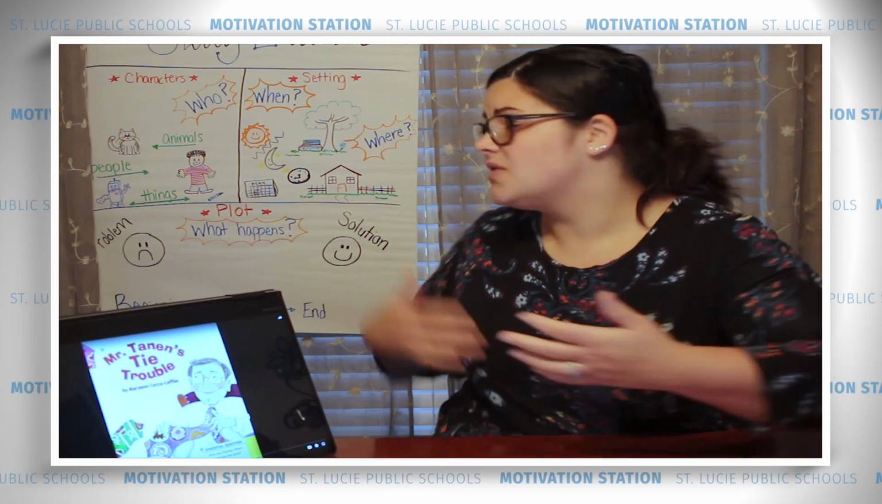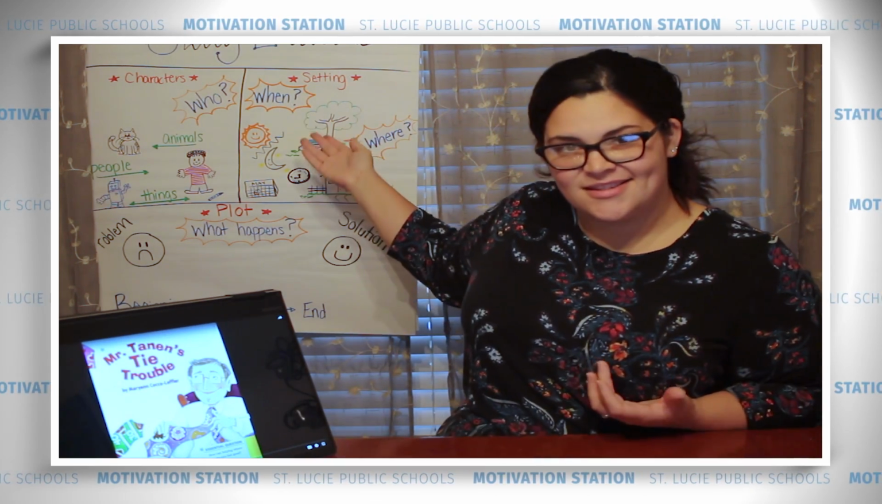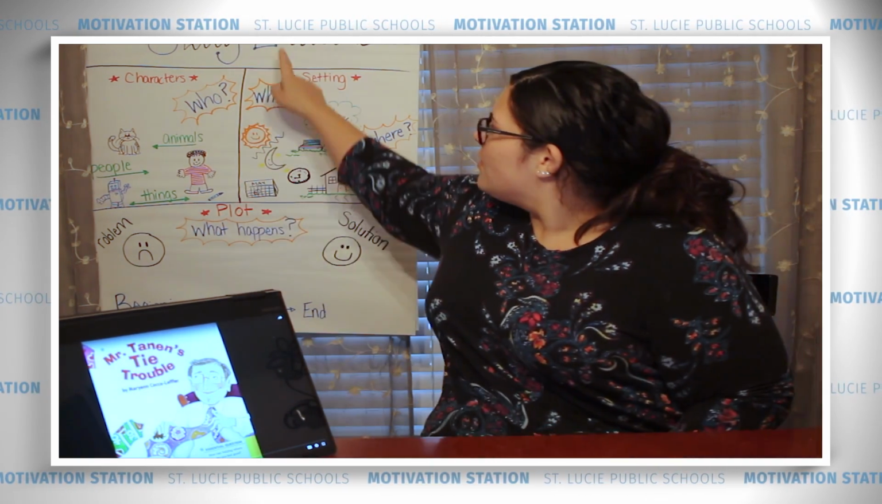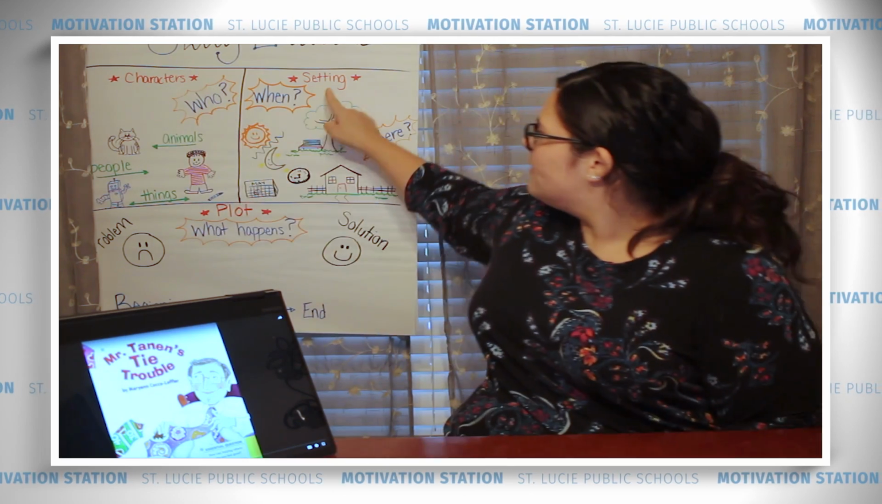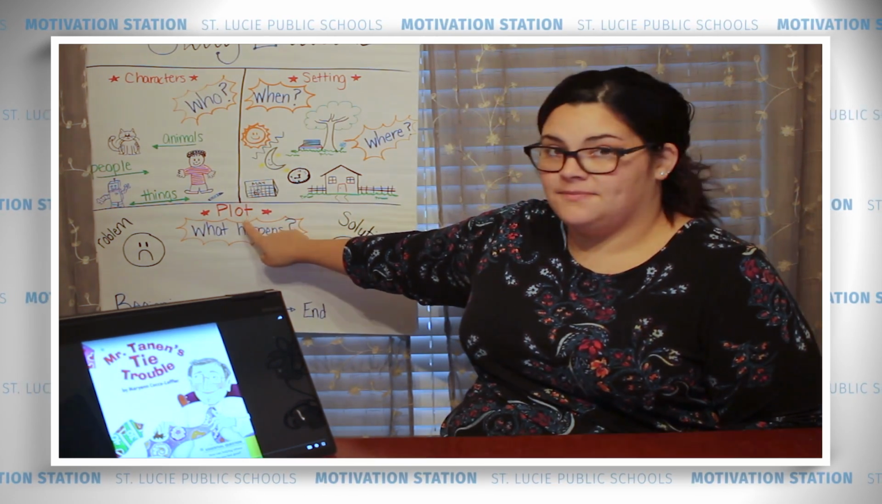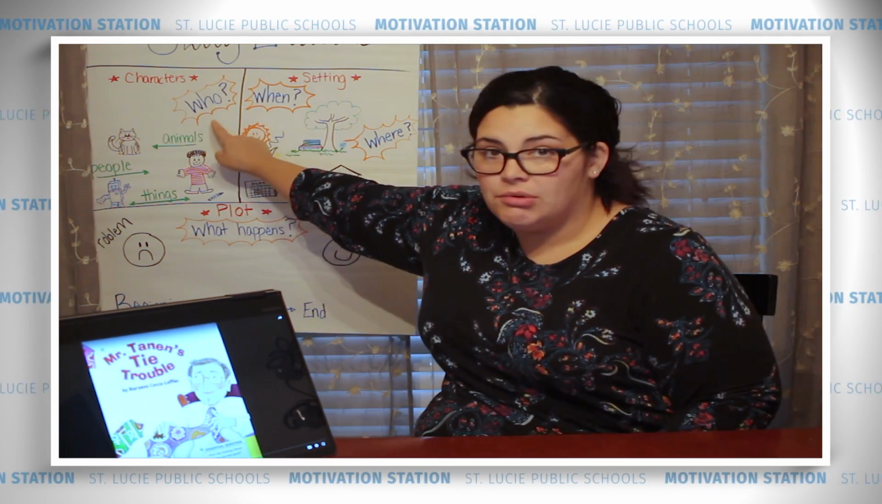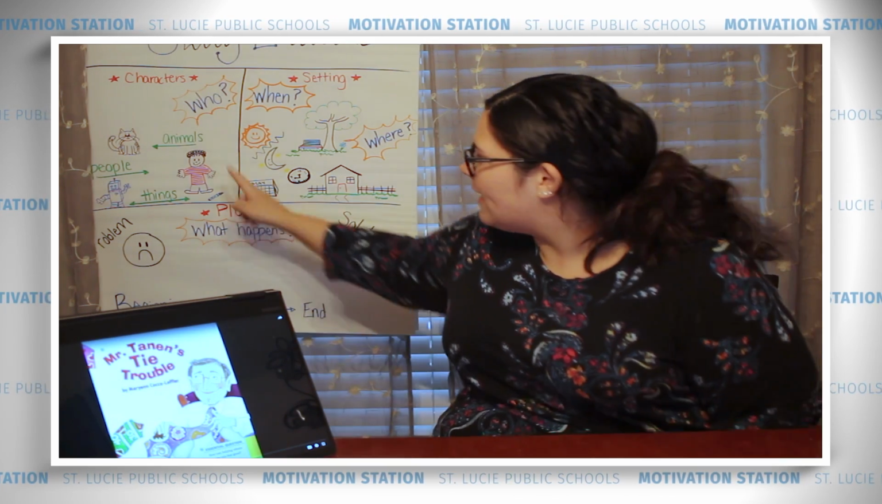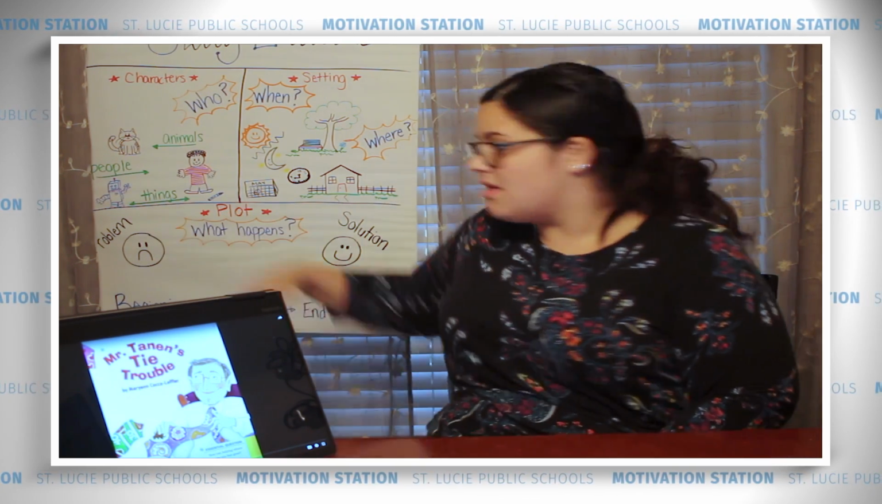Now, in order to do this, we have to be familiar with the story elements. So the anchor chart behind me outlines what those are, and I know you know these, so this will be a real quick review for you. The story elements include the characters, the setting, and the plot. The characters are the who. Who are we talking about in the story? They can be animals, they can be people, they can be things.